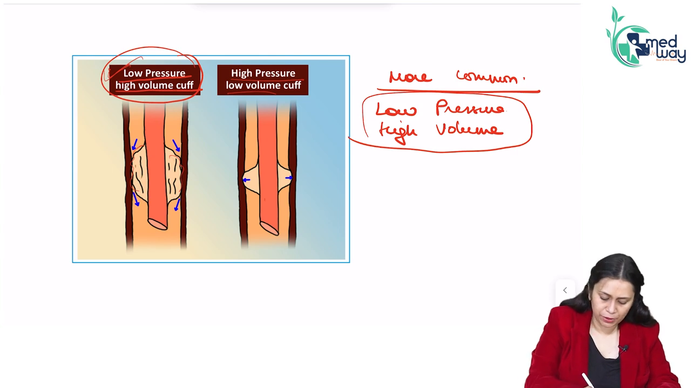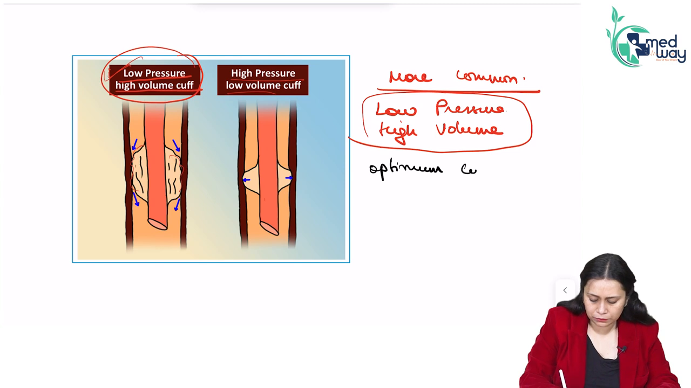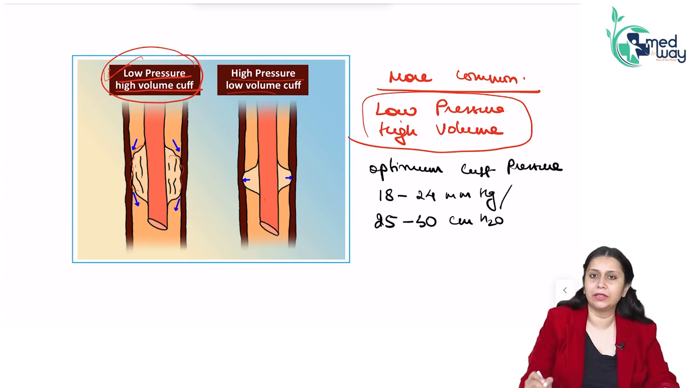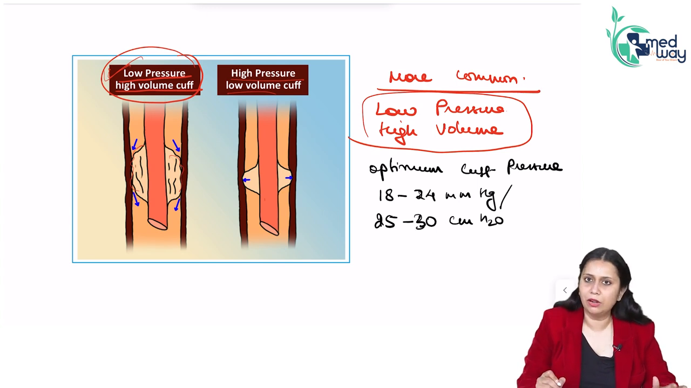The optimum cuff pressure which is required to prevent aspiration is 18 to 24 mm of Hg or 25 to 30 centimeter of water. Okay, in 2 units I have given 18 to 24 mm of Hg or 25 to 30 centimeter of water. So this is how the cuff is used, and we are more commonly using low pressure, high volume cuff.